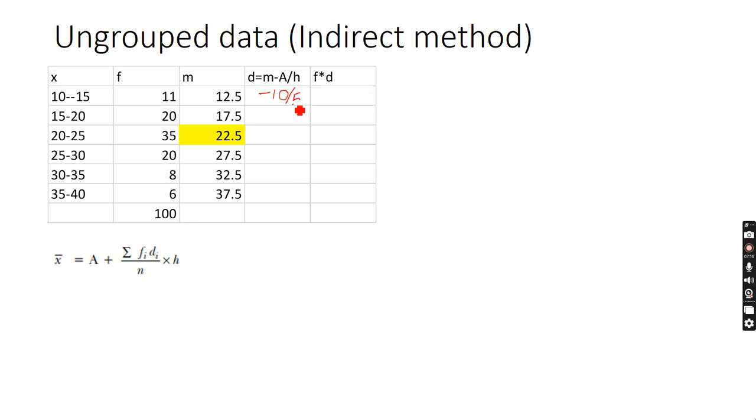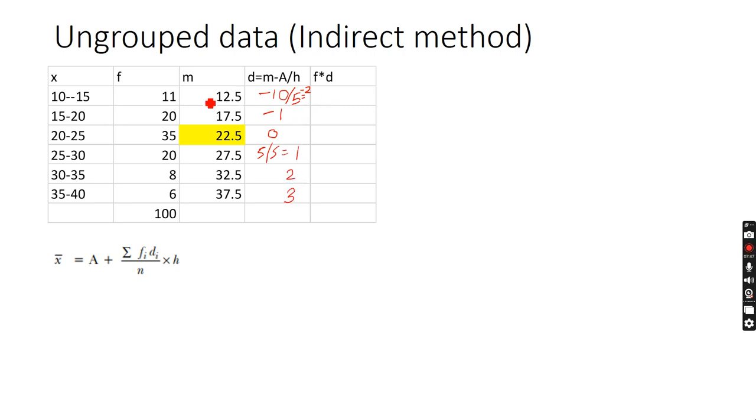So if I divide, my answer should come to minus 2. Similarly, 17.5 minus 22.5 should be minus 5 divided by 5. So minus 1. 22.5 minus 22.5 should be 0. 27.5 minus 22.5 is, say, 5 divided by 5, which is 1. Similarly, you would get 2 and 3.